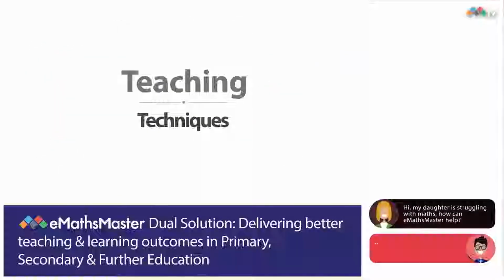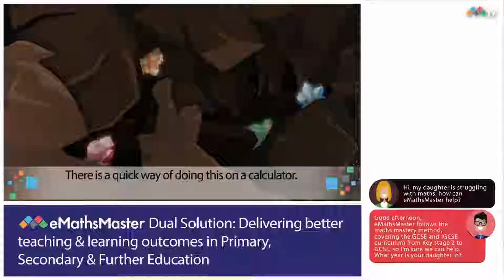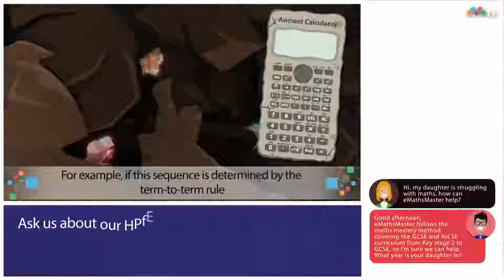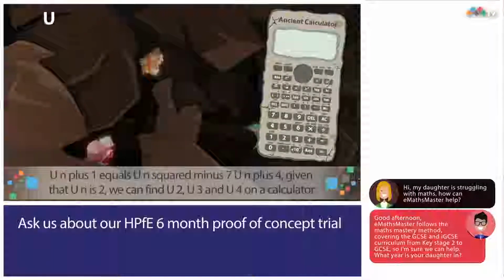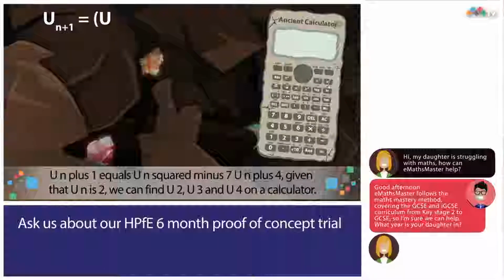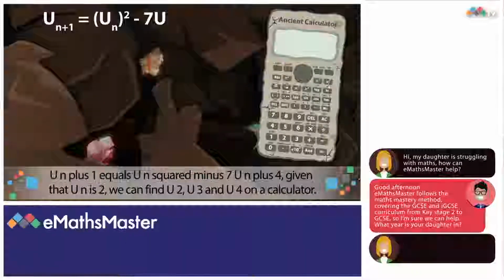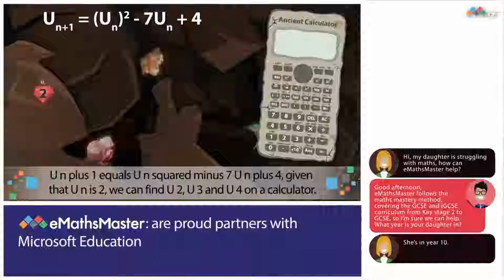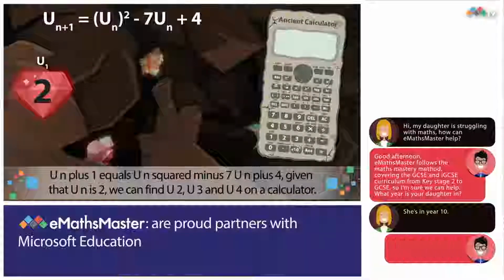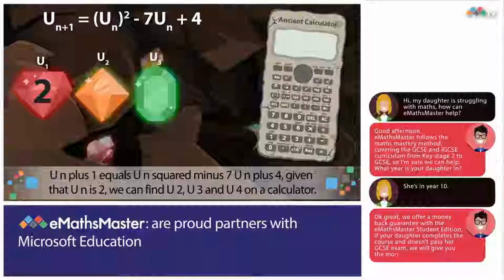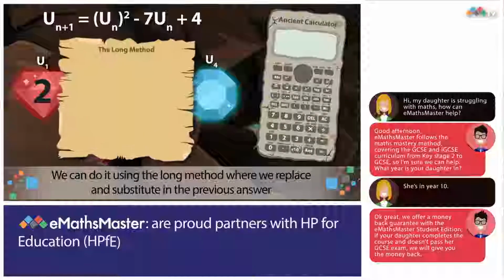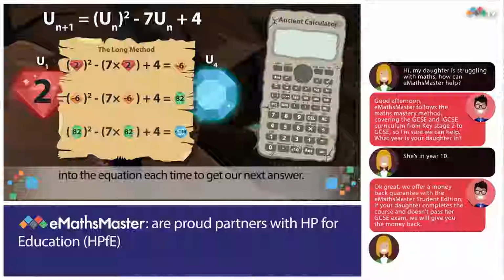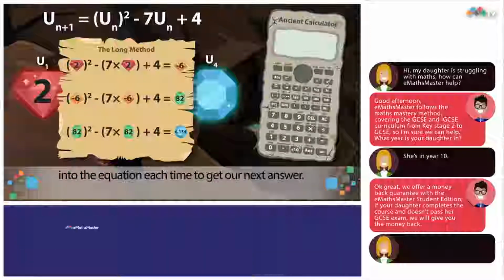Teaching techniques. There is a quick way of doing this on a calculator. For example, if this sequence is determined by the term-to-term rule, u(n+1) equals un squared minus 7un plus 4, given that u1 is 2, we can find u2, u3 and u4 on a calculator. We can do it using the long method, where we substitute the previous answer into the equation each time to get our next answer.